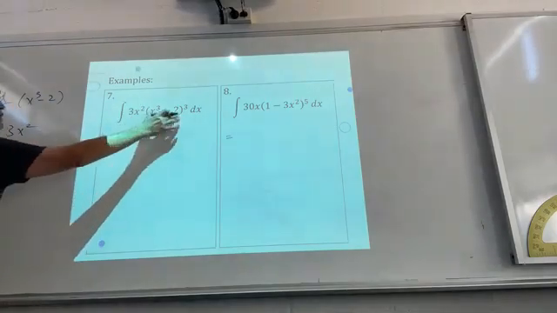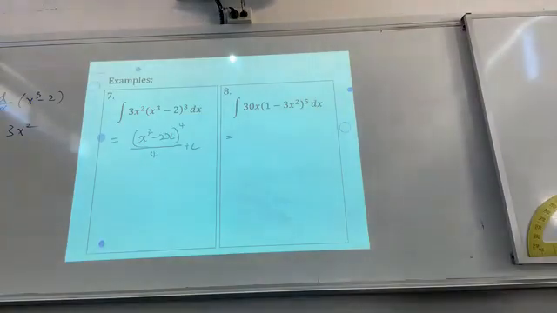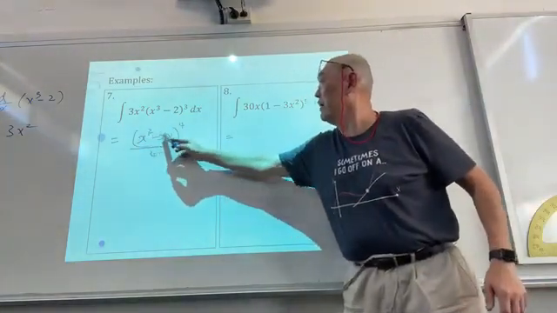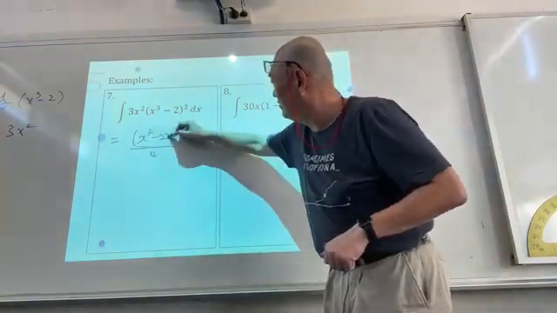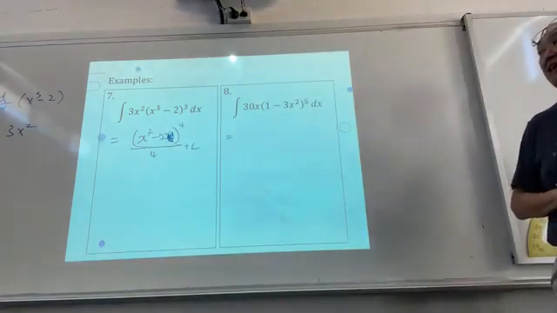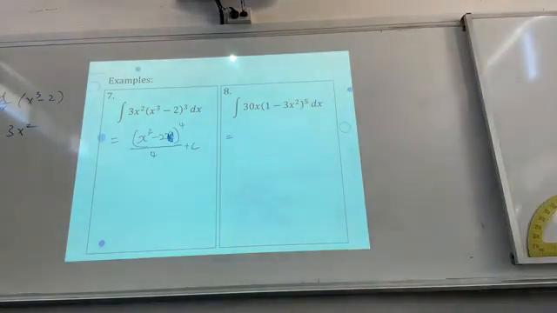And integrating that is just x to the power of 3 minus 2, to the power of 4, divided by 4. Alright, there shouldn't be an x there. That's it. 7 is pretty straightforward. 8, not so straightforward.